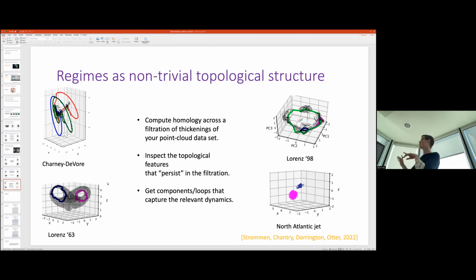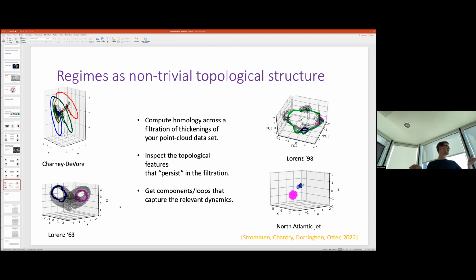Sorry, there is no correspondence. These are all different systems studied with persistent homology, but there is no correspondence, at least not in that sense. The color codes are basically just that we always used pink for the longest lived, blue for the second longest lived, and so on.